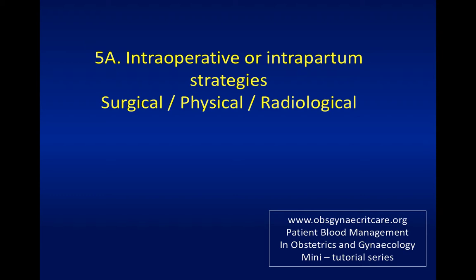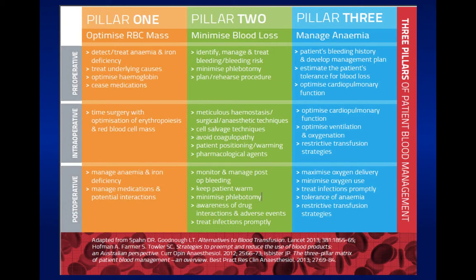So for the first one, we're going to focus on surgical, physical and radiological techniques which you can use to decrease bleeding, which in my humble opinion is where the money is, because these are the things that actually decrease the amount of blood you lose. And so what we're talking about here, if we refer to the theory of patient blood management, is Pillar 2, minimise blood loss.